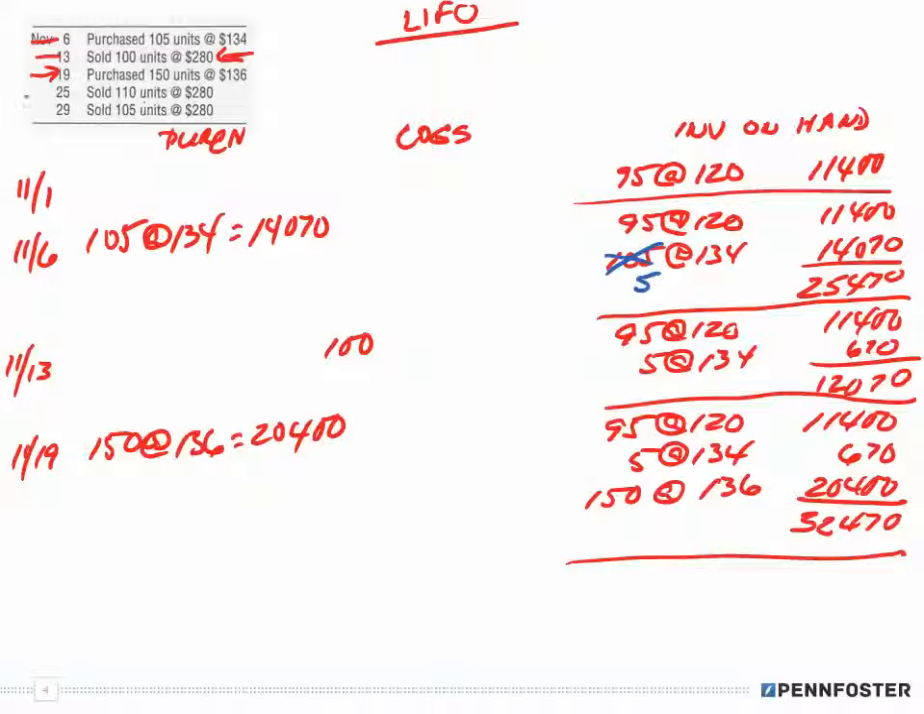Right. So when we open up the refrigerator on 11/25, we're going to sell 110 units. Okay. Well, what 110 units are we going to take? Right. We're selling them at 280. So what 110 units are we going to take? Well, which ones were the last ones we put in? This 150. Right. So out of the 150, the ones in the front, we have to take out 110. That means we have 40 left, right? So now our inventory looks like this.